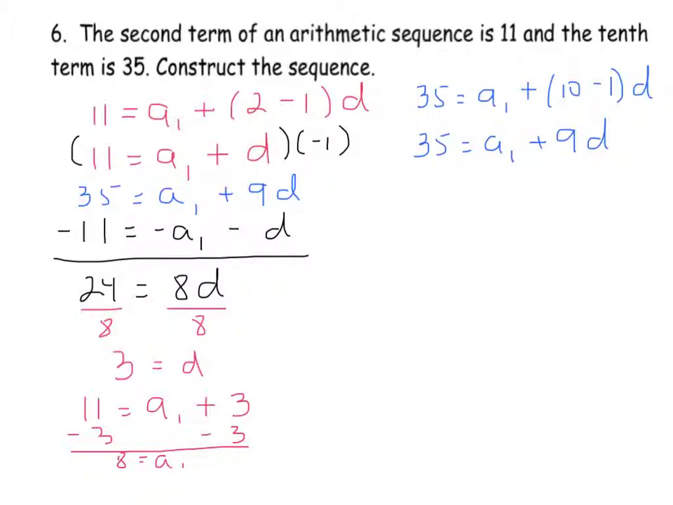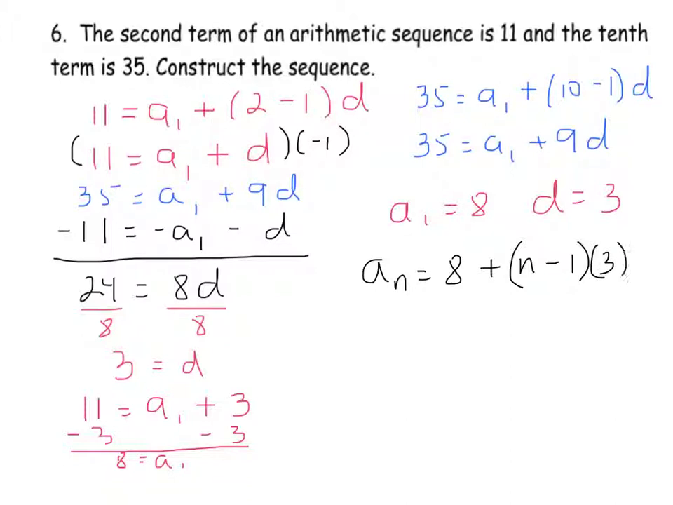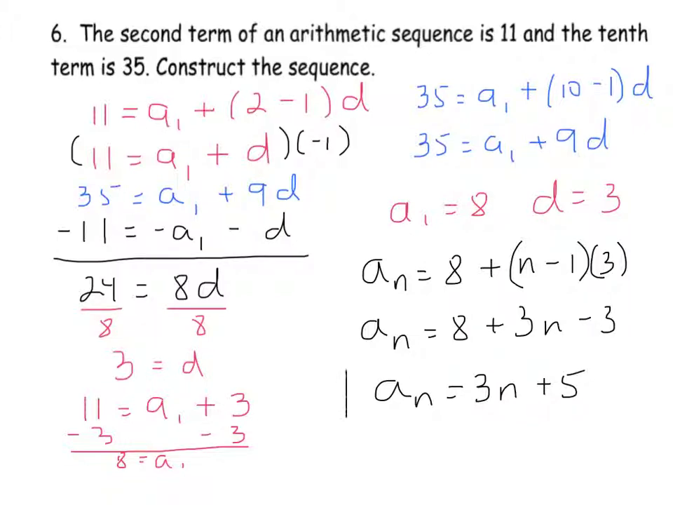So now that I have a1 equals 8 and common difference equals 3, I can write the rule for this sequence. an will equal a1, which is 8, plus n minus 1 times 3, that's the common difference. So an will equal 8 plus 3n minus 3, and in simplified form, an will equal 3n plus 5. So this is the general rule for this arithmetic sequence.